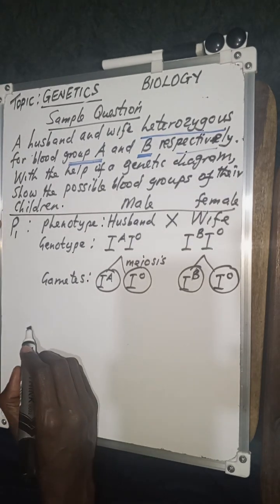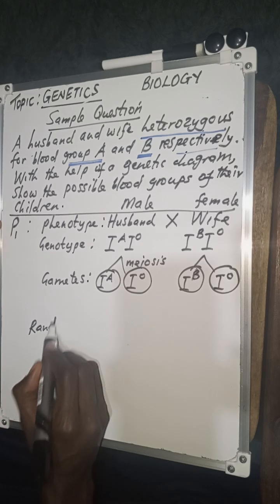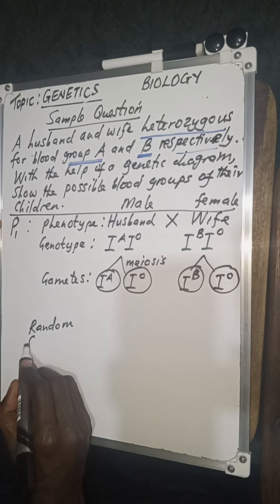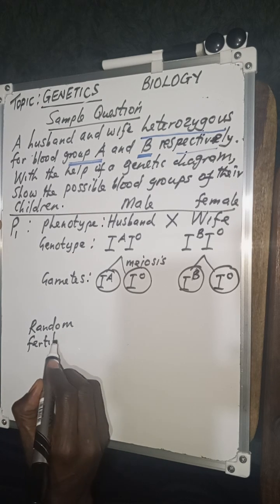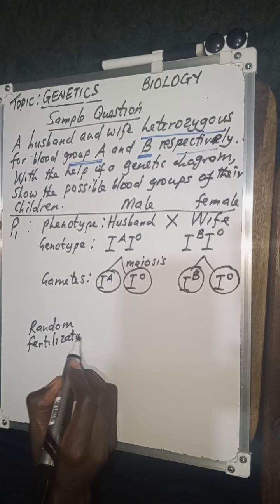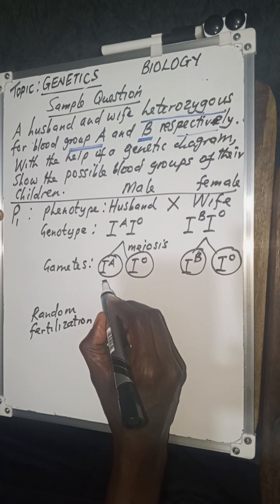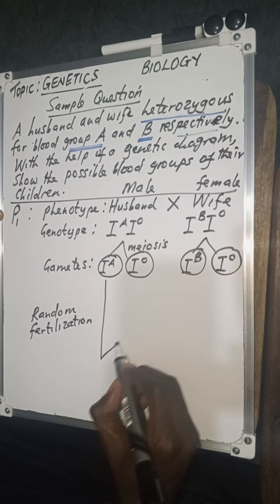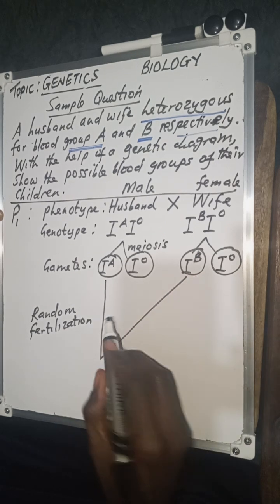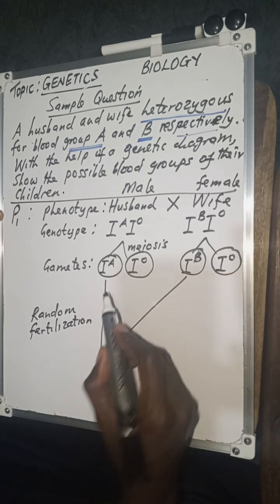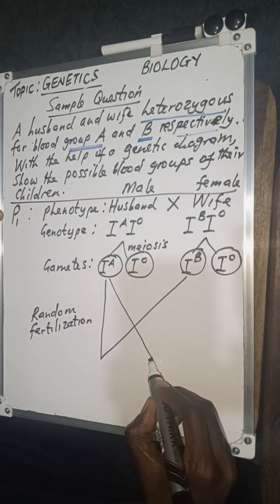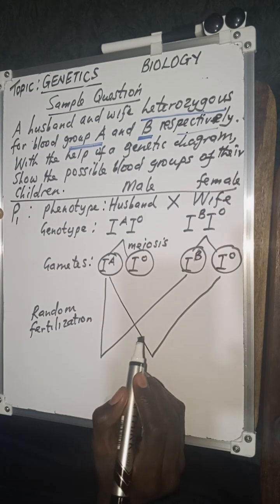Then what is going to happen? Random fertilization may take place. So according to Mendel, there's going to be random assortment of the gametes that will take place. So please pay attention. The first one will pair with the first one from the other side. Then again, this one will pair with the last one. So it is going to be this one, put it at an angle with the last one.